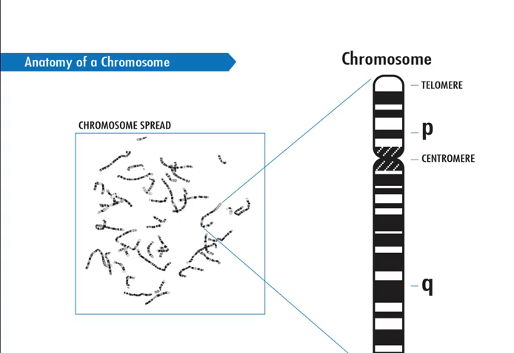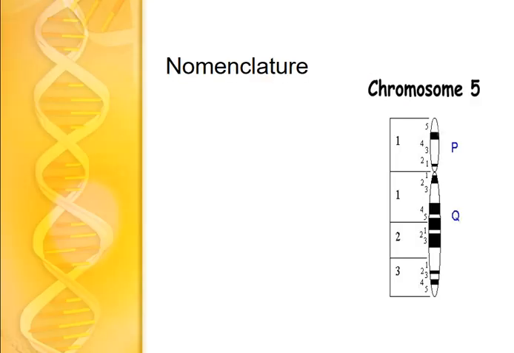So let's talk about the anatomy of the chromosome. The centromere is the middle, and the ends of the chromosome are known as telomeres. The short arm is also known as petite, or P, and Q is the next letter of the alphabet. So the short arm is the P arm, and the long arm is the Q arm.